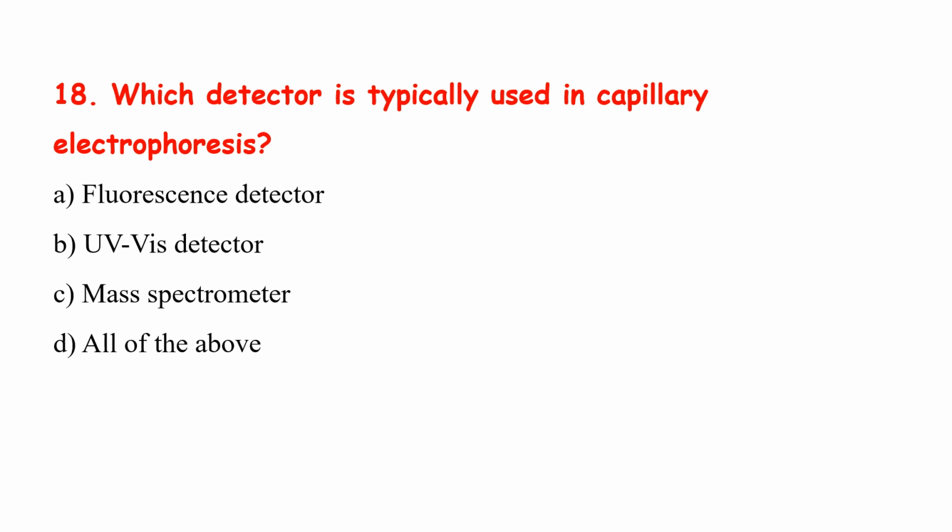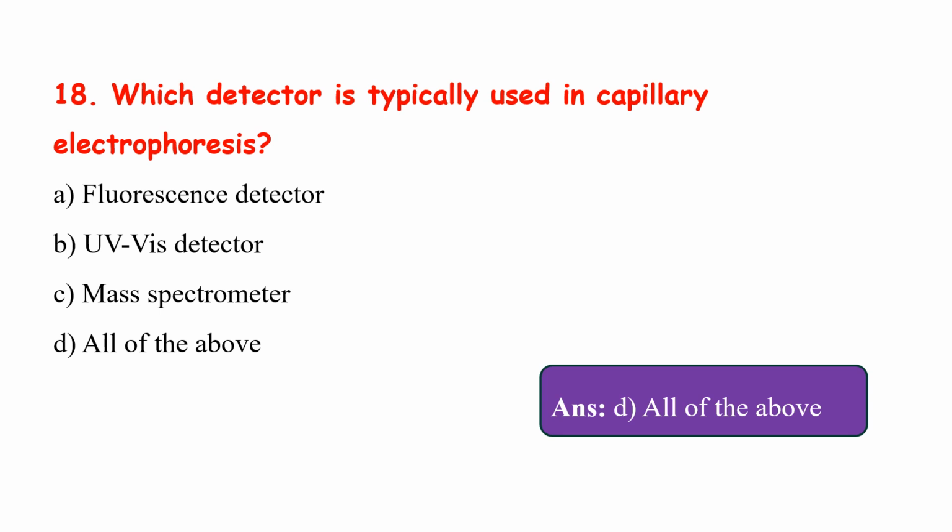Which detector is typically used in capillary electrophoresis? Fluorescence detector, UV visible detector, mass spectrometer, all of the above. The correct answer, all of the above.